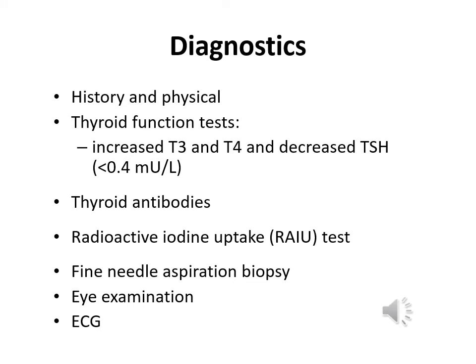Diagnostics for hyperthyroidism consist of a history and physical, thyroid function tests, thyroid antibodies, a radioactive iodine uptake test. This test can help to distinguish Graves' disease from other forms of hyperthyroidism. A fine needle aspiration biopsy to rule out malignancy.